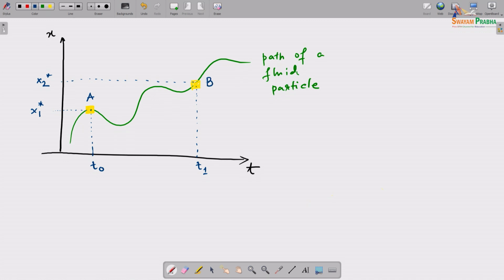So, essentially what we are saying is that at time t naught and location x1 star, there is a particle and I am calling that location A. That same particle at another time instant, which is t1, at the location x2, is present at the location which I mark by B. Now my question is, this particle is moving from A to B.